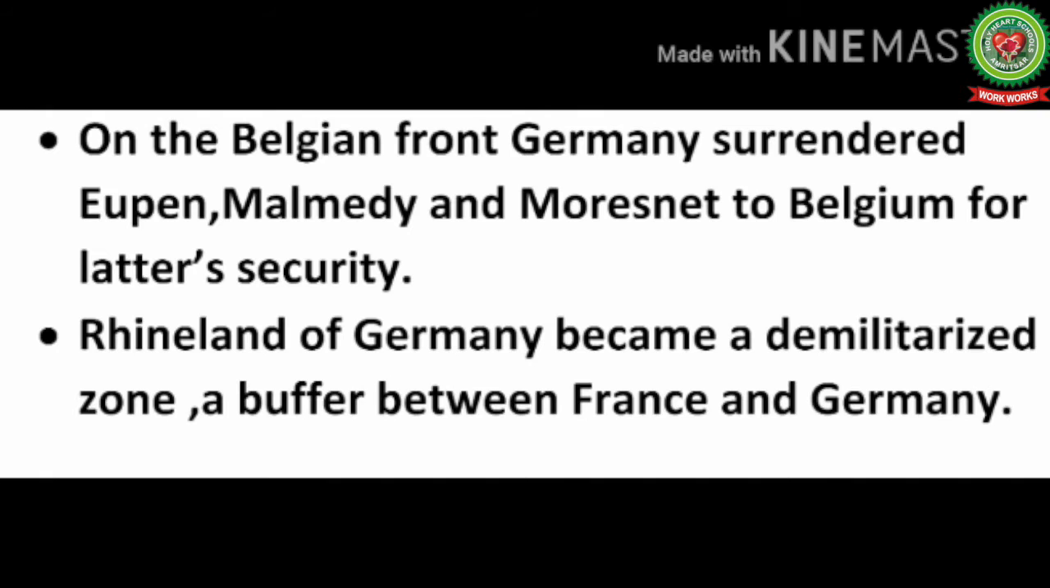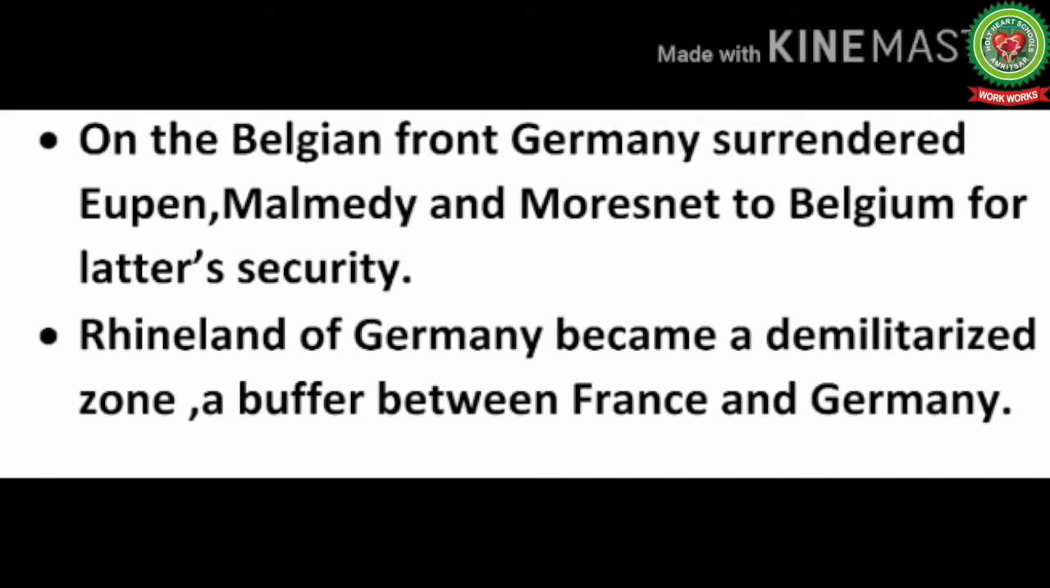On the Belgian front, Germany surrendered Eupen, Malmedy and Morsnet to Belgium for later security. The Rhineland of Germany became a demilitarized zone, a buffer between France and Germany. According to the Treaty of Versailles, Germany had to give up many of its territories. It had to hand over Eupen, Malmedy and Morsnet to Belgium for Belgium's security. The Rhineland of Germany became demilitarized. That means the army was not allowed to be in the Rhineland, and the Rhineland became a buffer state between France and Germany.